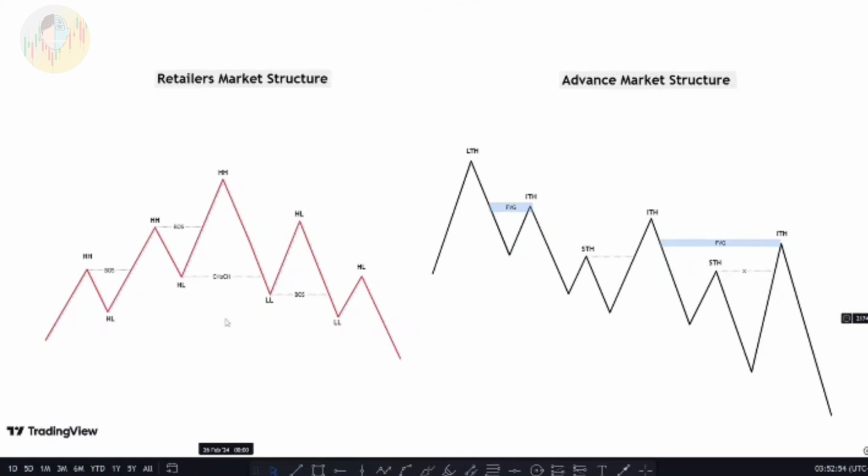Why? Because the market does not operate in such a straightforward manner. The market may create a high, then a low, and then continue in a way that breaks the previous high, leading to a downward trend. According to your understanding, there should have been a break here, and the market should have shifted to an uptrend. But what happened? After breaking the high, the market moved into a downtrend. This is the advanced market.